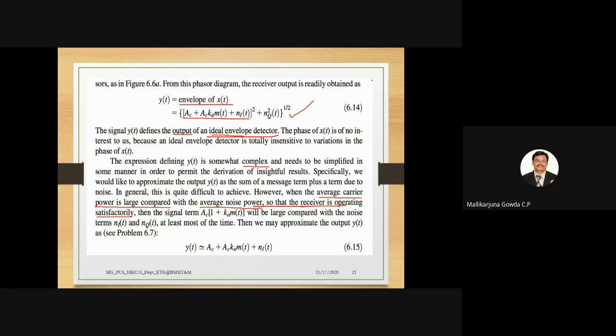So we can approximate the output of the analog detector as Ac plus Ac ka m of t plus n_I of t. This is just an approximation. Here Ac is a DC term, which appears due to the transmission of the carrier. We want only the message signal. As I said previously, at the output of the demodulator we will have the message signal along with the in-phase component of the noise, and those two are additive in nature. So when the average carrier power is large compared to the average noise power, we can approximate the output of the analog detector as Ac plus Ac ka m of t plus n_I of t.